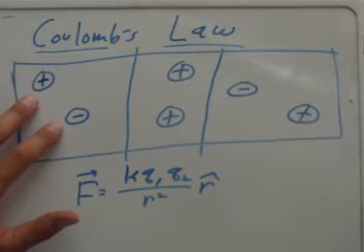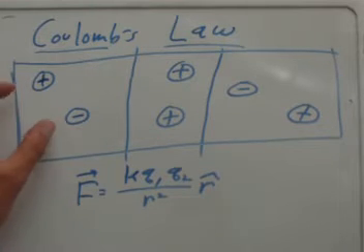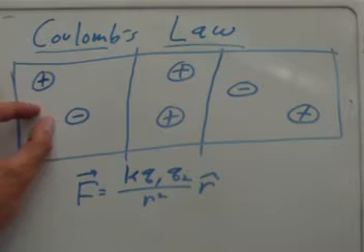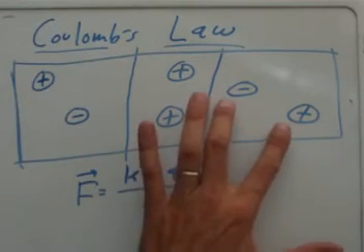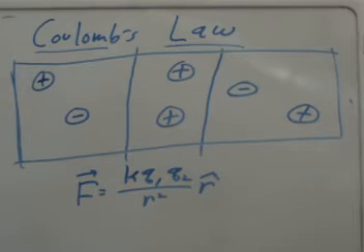Like, for instance, using our adage that opposites attract, these two charges are going to want to fly into each other. These two charges are going to want to repel from one another, and these two charges are going to want to fly into one another once again. So Coulomb's law tells us what exactly that force is that exists between two charges. It allows us to calculate how strong that force would be.